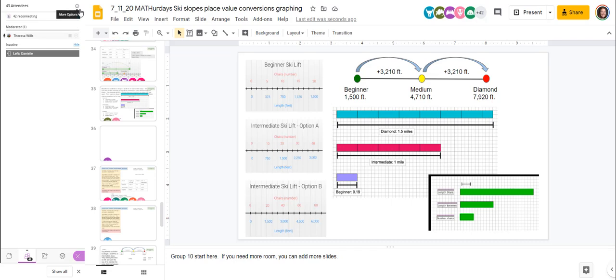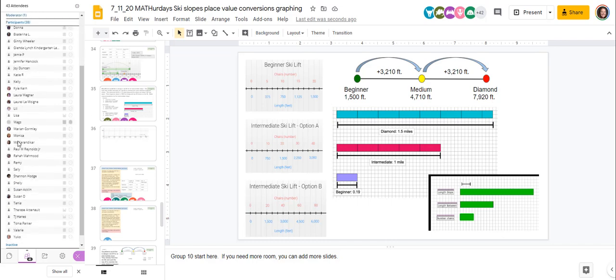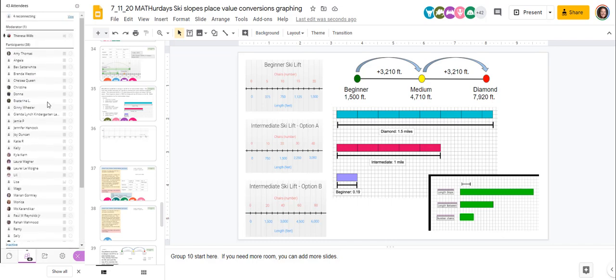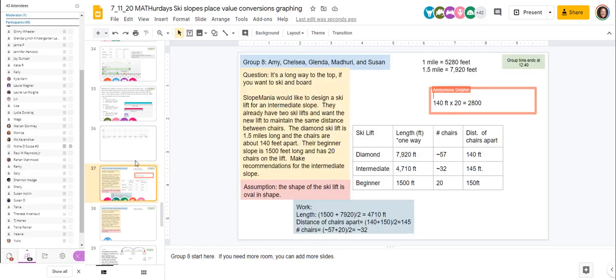Hello and welcome back. We're all back together in the main room. Can you believe you've already been working on that for 20 minutes? Wow. And the second half of the time here we'll use for our discussion. And wow, there were some really, really incredible ways of looking at this problem.